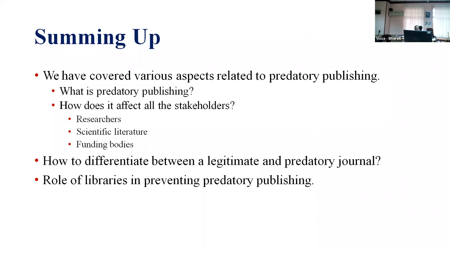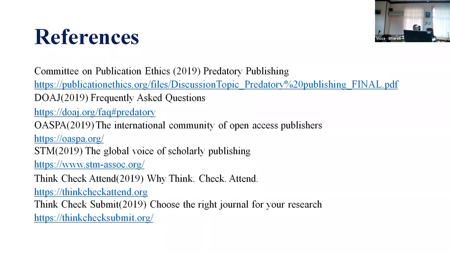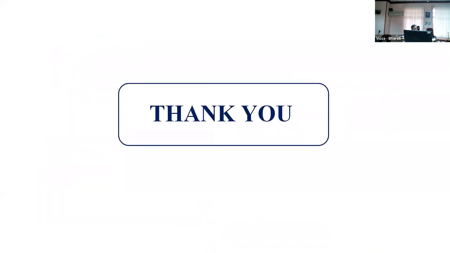We have covered various aspects related to predatory publishing. What is predatory publishing? How does it affect all the stakeholders: researchers, scientific literature, funding bodies? How to differentiate between legitimate and predatory journals, and the role of libraries in preventing predatory publishing. So awareness among library professionals and faculty needs to increase regarding this point. I prepared this slide from the references, and now I am going to the UGC journal.